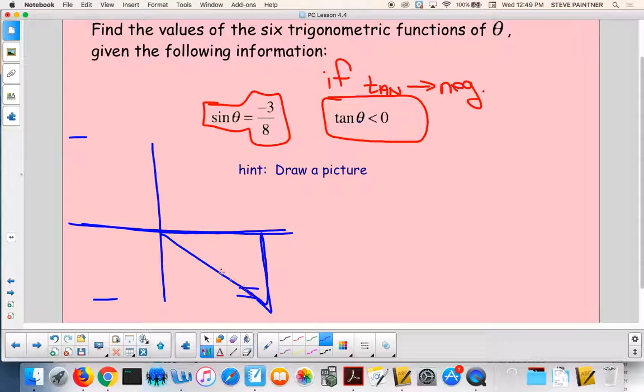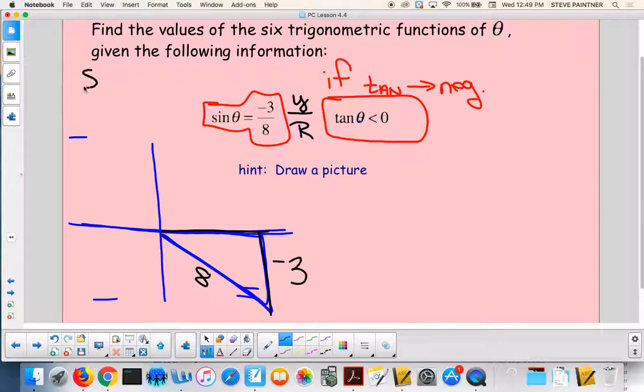Okay. Now, look at the numbers they gave you. Sine is what over what? Y over r, which means your y value going down should be negative 3. Where's the 8 go? Hypotenuse. That's your radius. And you don't know this leg. You're missing a leg. Pythagorean theorem, right? Square root of 55. Did you already do it? It's square root of 55.